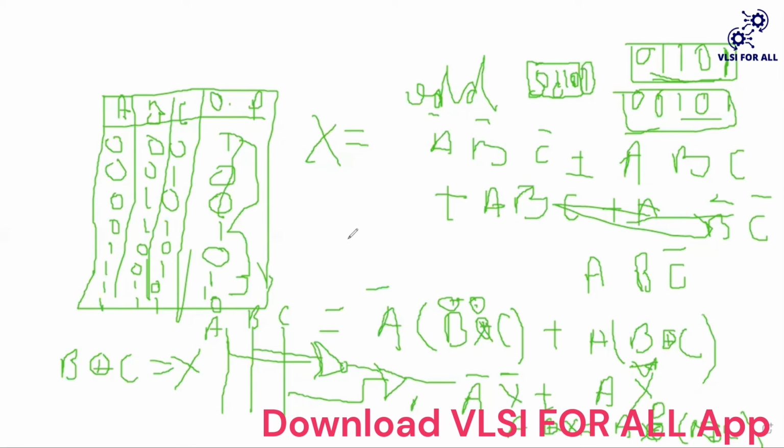Similarly, we can extract even parity. For even parity, the method is the same, but the difference is the final equation will be X equals, from the same method, A XOR B XOR C. The final equation will be A XOR B XOR C for even parity by using the same method.